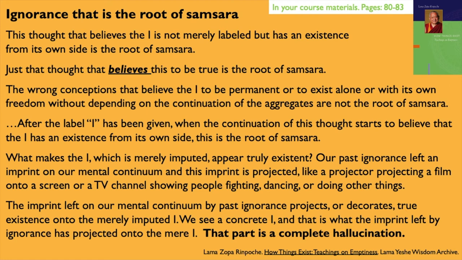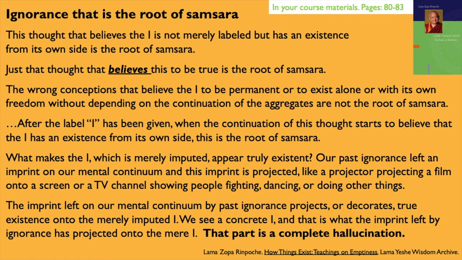After the label I has been given, when the continuation of this thought starts to believe that the I has an existence from its own side, this is the root of samsara. What makes the I, which is merely imputed, appear truly existent?